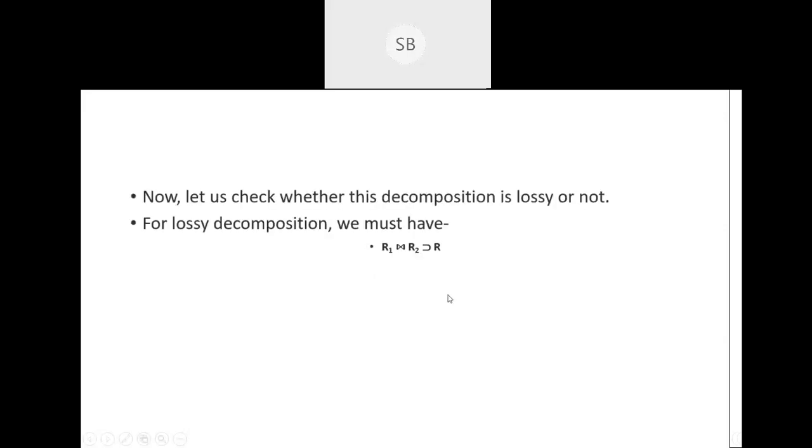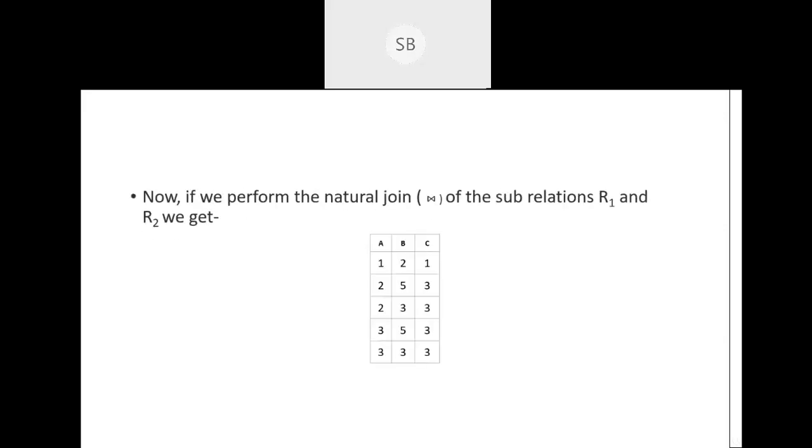Now if we join these two tables, AC and BC, what happens? We'll go for natural join only. So what we will do: 1, 1, 2, 1. If you do it this way, you will get something like this.